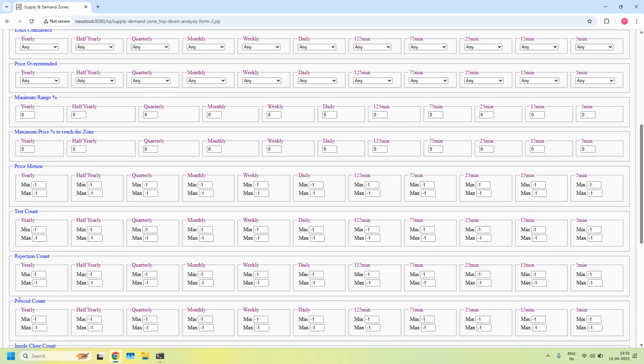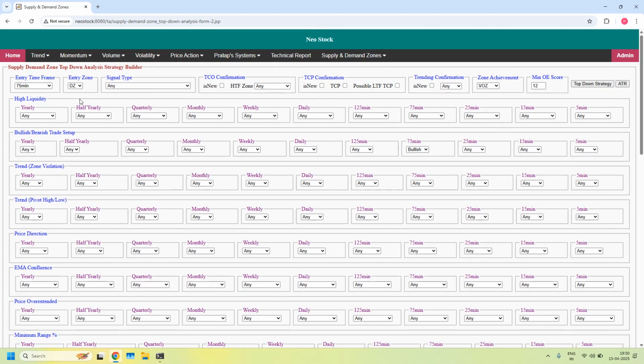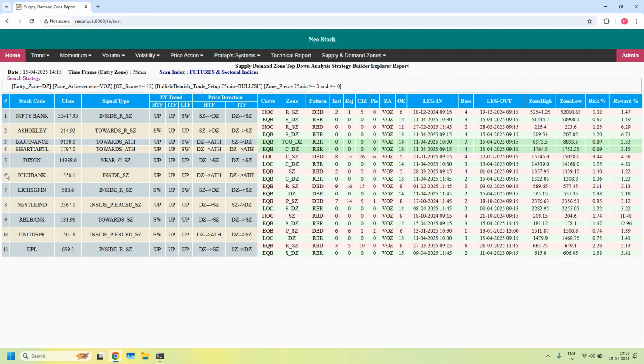So in the pierced count at 75 minutes time frame, minimum value 0, maximum value 0. That means pierced count should be 0. Pierced count 0 means the 75 minutes demand zone, because here we selected 75 minutes demand zone, is not pierced. We got 11 stocks. Look into all the demand zones, none of them will be pierced because we filtered. So entry time frames are 75 minutes demand zones for this bullish trade setup for weekly income trade. So total 11 stocks are filtered.